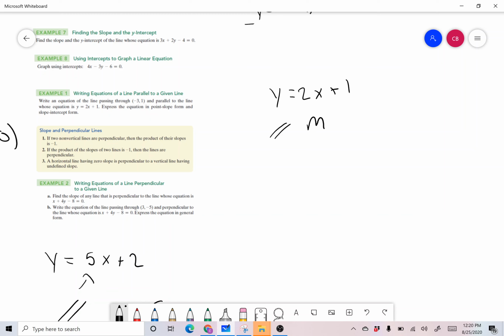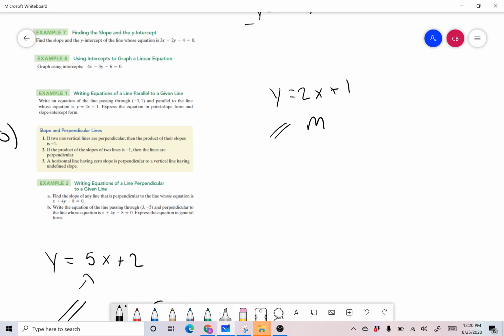Same exact thing. So we have y - y1, that's this point, equals m, which is 2, times x minus negative 3. I'll change that to a plus. y - 1 is equal to 2 times (x + 3). That's y - 1 is equal to 2x + 6. Add the 1.